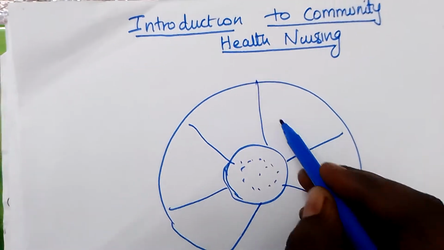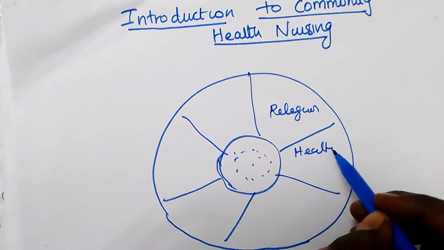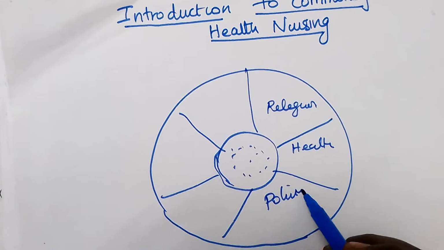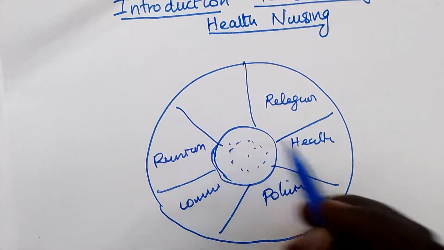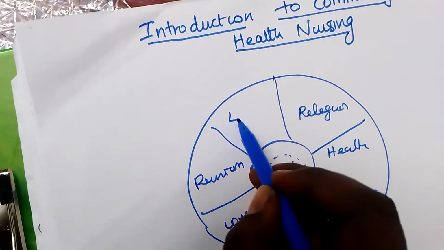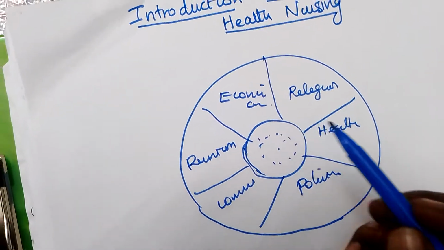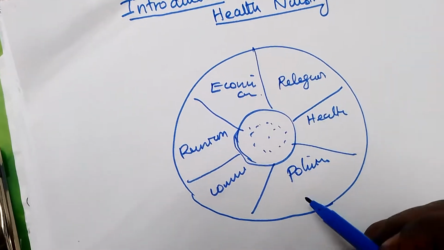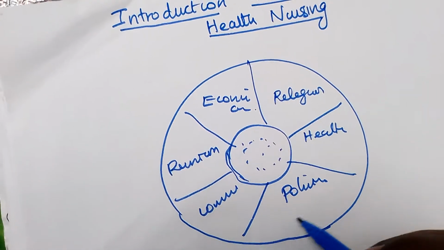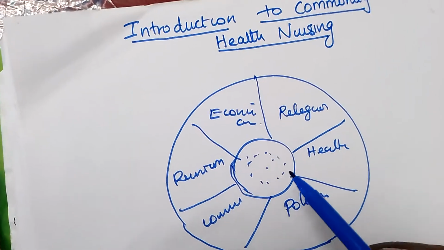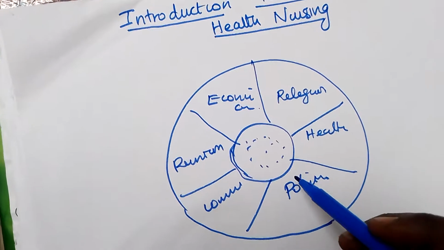In this chapter we can learn what the subsystems are. Religion is a subsystem, healthcare is a subsystem, politics is a subsystem, communication is a subsystem, recreation is another subsystem, and economics is a subsystem. Economics, politics, healthcare, communication, religion, caste, culture, all these are called the subsystems in the community. The environment is another major subsystem in our community.